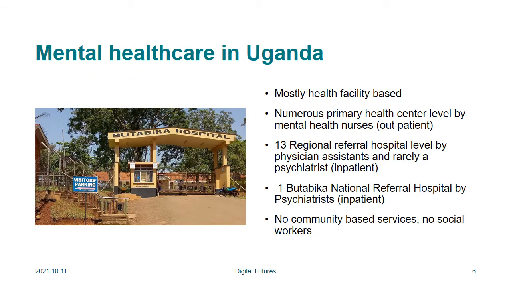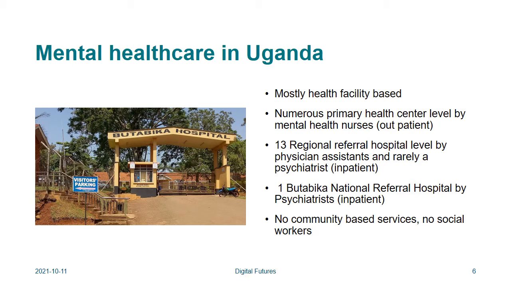So healthcare for mental health disorders in Uganda is provided as follows. There are several primary healthcare centers where you find a mental health nurse, and this can deal with simple triage and referral. And then at 13 regional hospitals, there's a psychiatrist sometimes or a physician assistant, and then 1 national hospital which deals with the severe conditions and training and inpatient care.